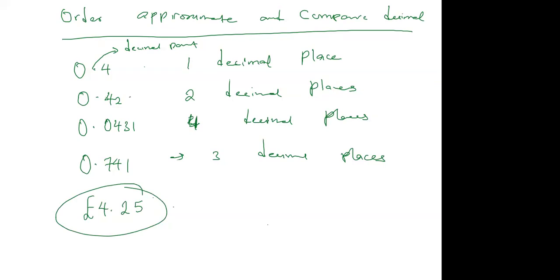That's actually the UK. So I told you I want to look at how you can order decimals. Ordering decimals is like ordering numbers. It's not complicated. So let's look at the first thing, order. Then we're going to look at approximating, then comparing decimals.